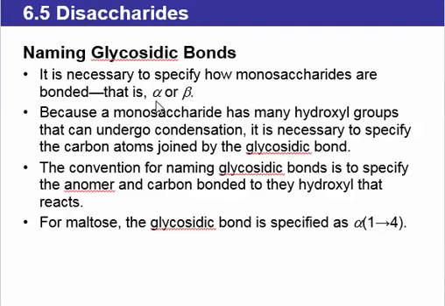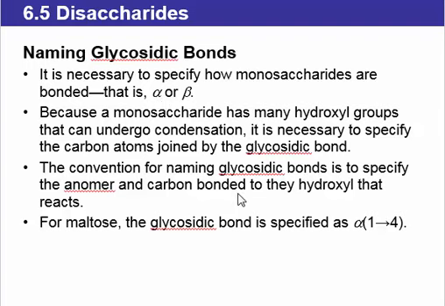Enzymes are able to distinguish between alpha and beta glycosidic bonds. So when we name a glycosidic bond, we specify whether it's an alpha or beta glycosidic bond. And that alpha or beta distinction depends on whether the anomeric carbon to oxygen bond is above the plane, or on the same side as C6, or below the plane of the ring, or opposite side of C6.